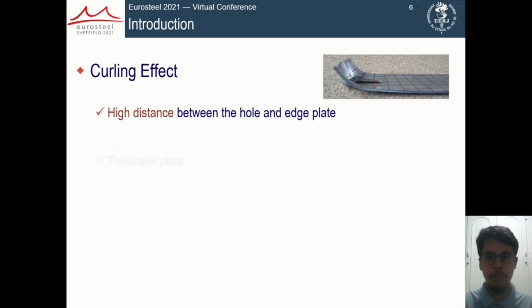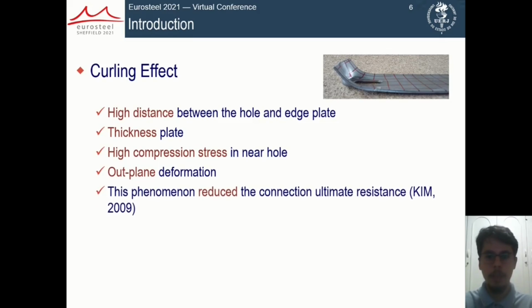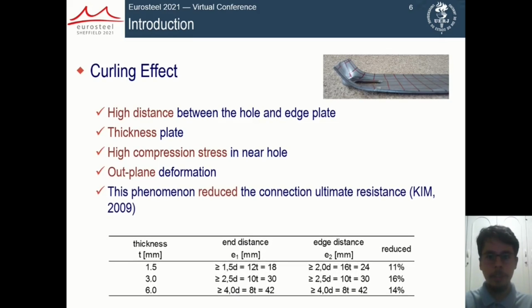It has been observed that there occurs an effect in bolt connection. This effect is related to the following: a high distance found between hole and end plate. This problem can reduce the load capacity of bolt connection.